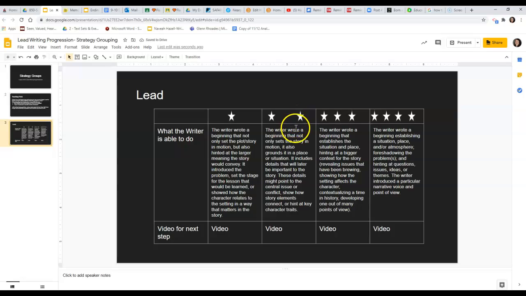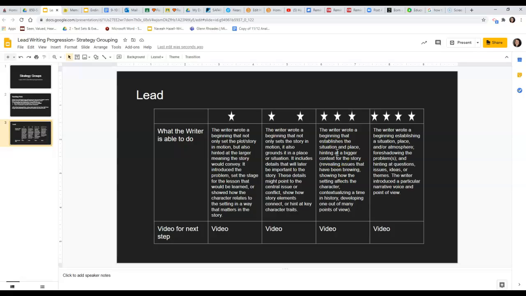The writer wrote a beginning that not only sets the story in motion, it also grounds it in a place or a situation. It includes details that will later be important to the story. These details might also point to the central issue or conflict, show how story elements connect, or hint at key character traits. And you really want to get to star 3.